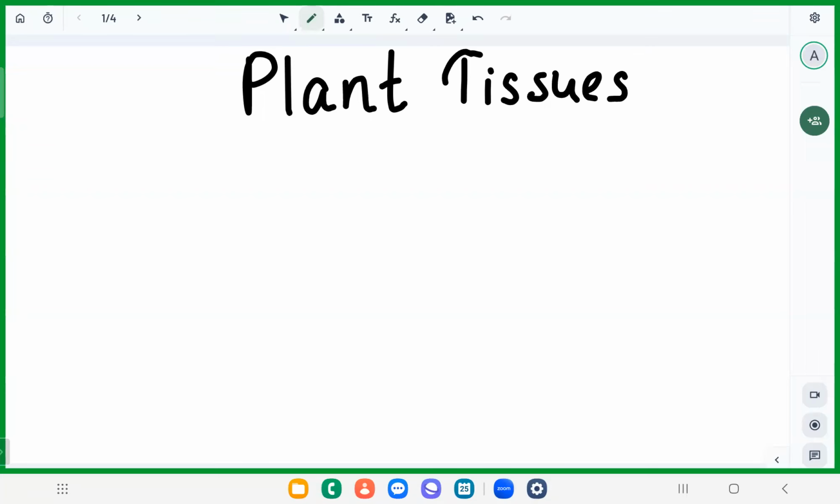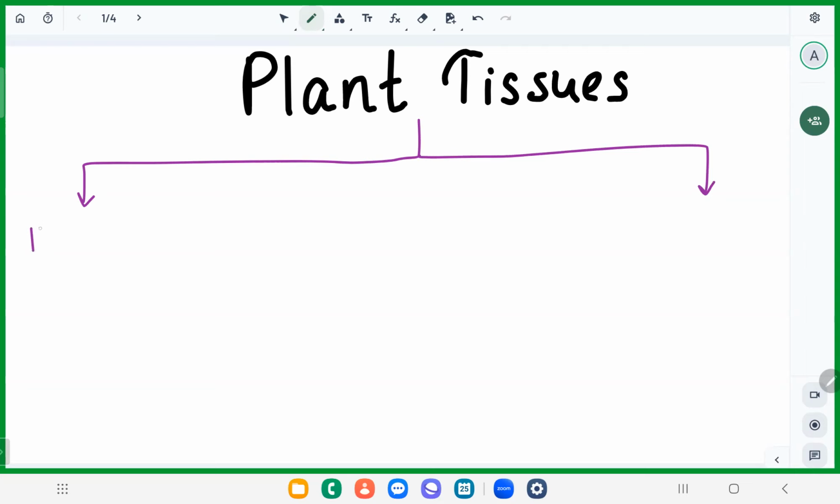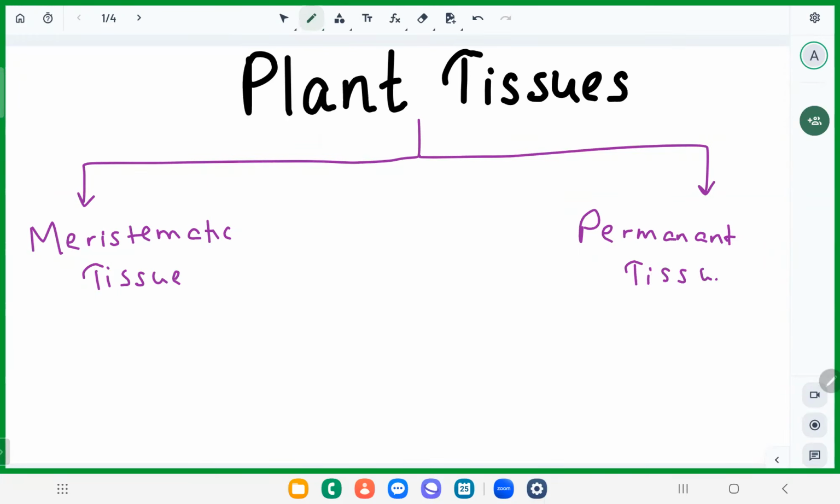Hi everyone, in this video we're going to be learning about the plant tissues. When we talk about plant tissues, there are first two categories. The first category is called the meristematic tissues. And the second category of plant tissues are the permanent tissues. In this video, we're going to be concentrating on the meristematic tissues.